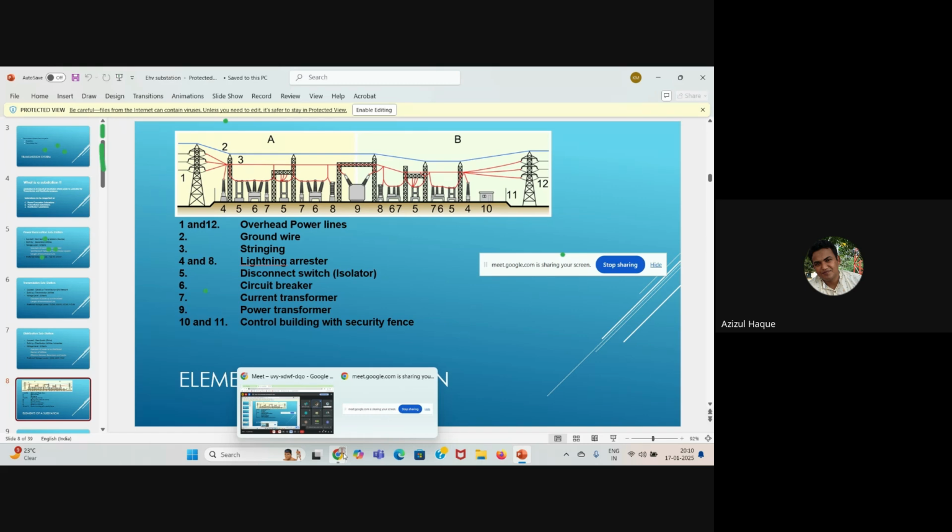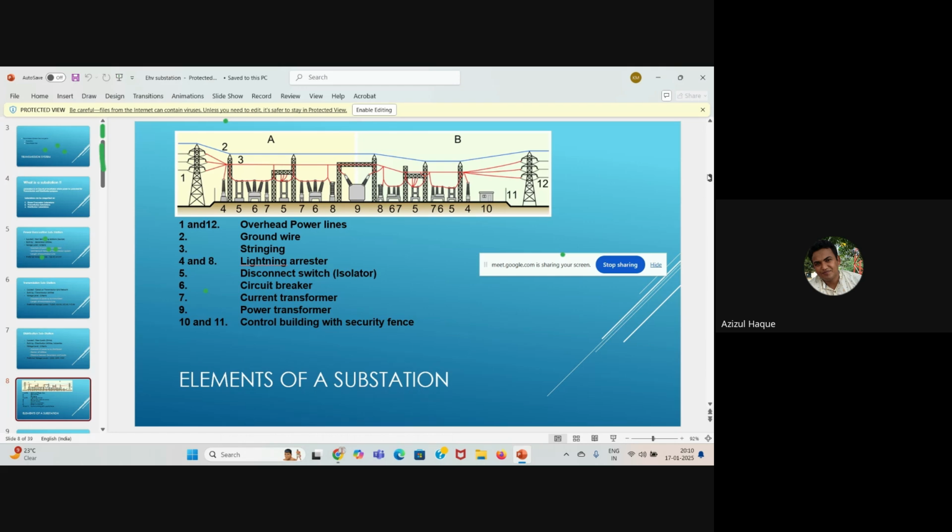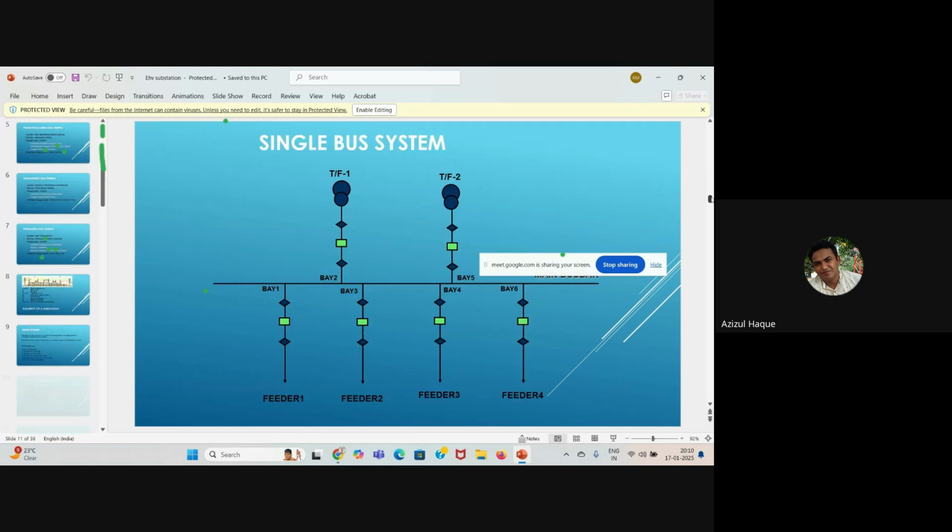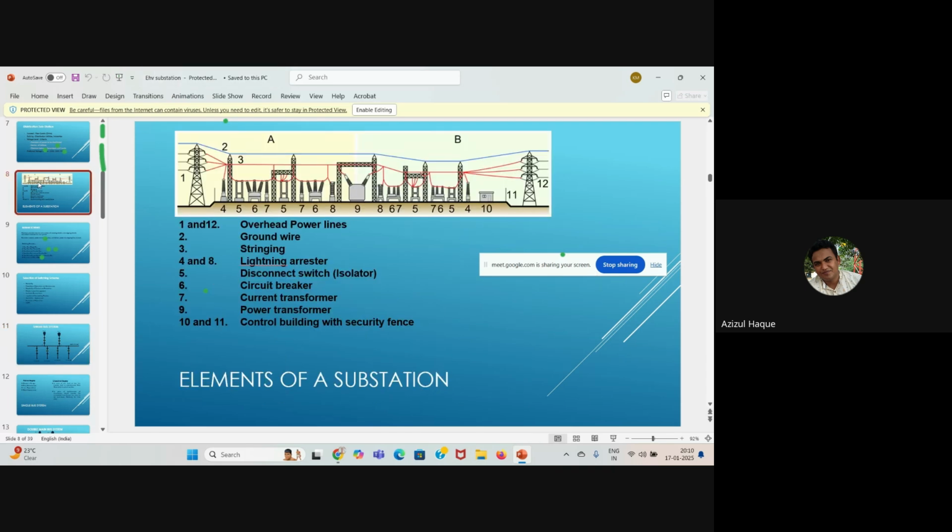So if you see, there are circuits. These are called bays in a double main and transfer bus system. Go to the previous slide. Yes, so circuits are formed. But what is a circuit? These are the elements of a circuit: power transformer, current transformer, circuit breaker, disconnect switch or isolator, lightning arrestor. All these are connected in a sequence. When connected in a sequence, it forms a circuit. Next slide, please.